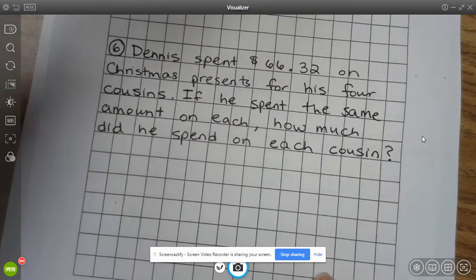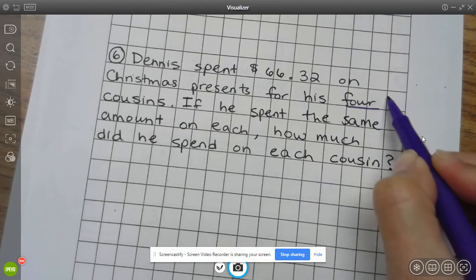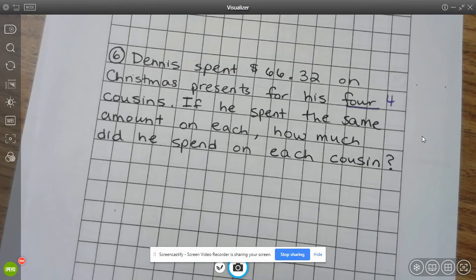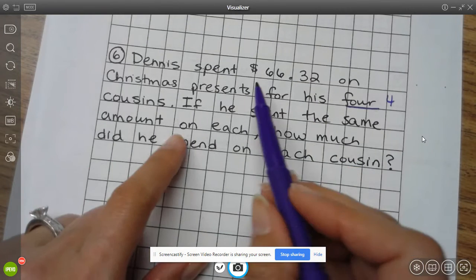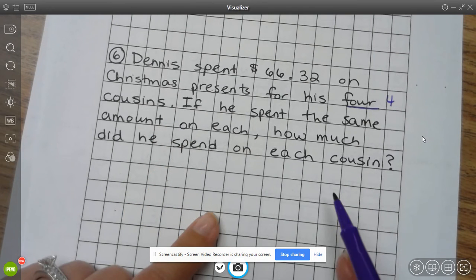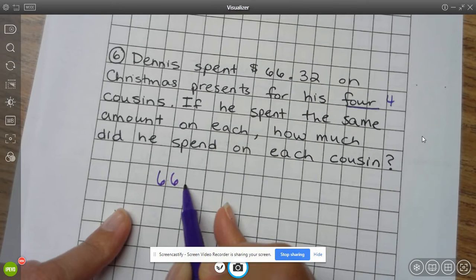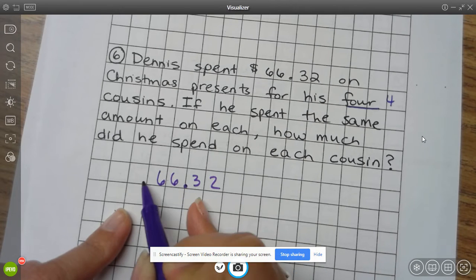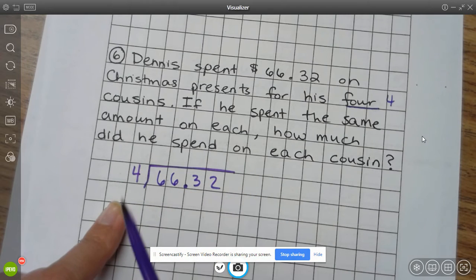So number 6. Dennis spent $66.32 on Christmas presents for his 4, there's a hidden number there, 4 cousins. If he spent the same amount on each, how much did he spend on each cousin? So if this is what he had total and he's sharing it and splitting that money between his 4 cousins, this is a division problem. So the total is $66.32. He's sharing that or splitting up that money between his 4 cousins.